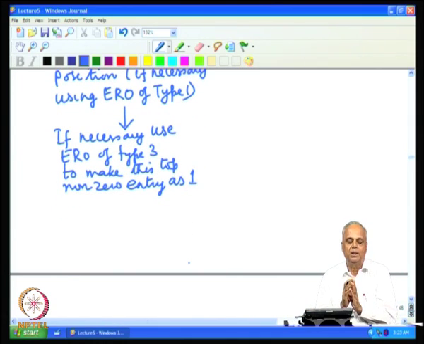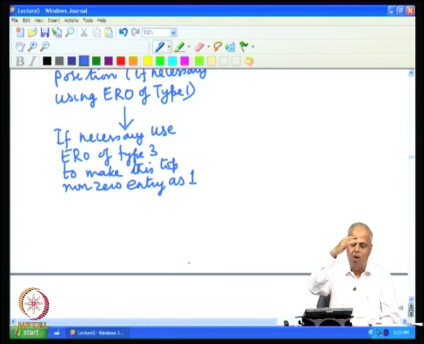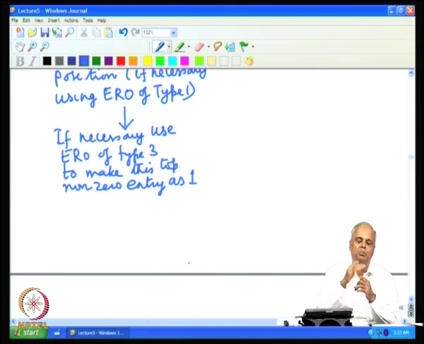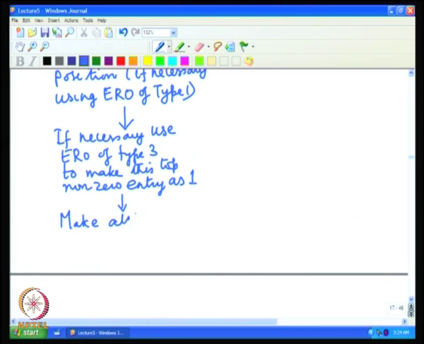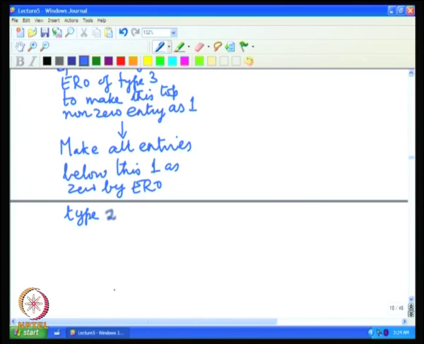So, now what we have achieved is, we have looked at the first column. In the first column, we have now brought a 1 to the topmost position. Now, below that 1, there may be zeros, there may be non-zero entries. Now, we have standardized, we will clean up and make all the entries below this 1 as 0. In order to do that, all we have to do is multiply a suitable multiple of the first row and subtract from here. Suppose we had a 4 in the 4th row, then we multiply the first row by 4 and subtract, we will get a 0. Make all entries below this 1 as 0 by ERO type 3.